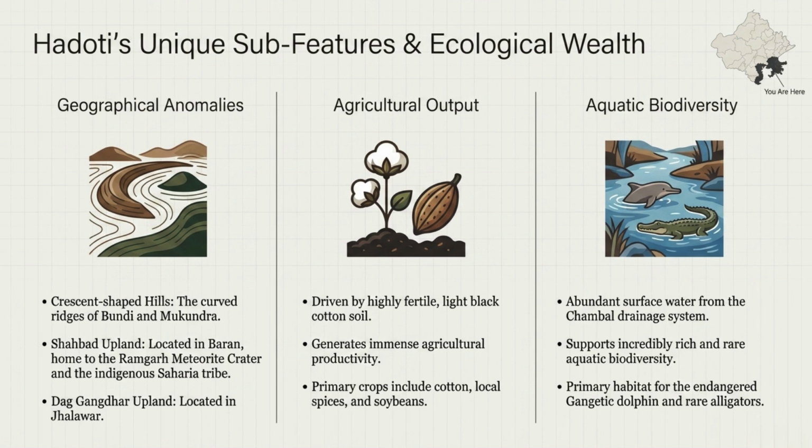Geographically, it boasts the striking crescent-shaped hills of Bundi and Mukundra, alongside the Shahbad upland in Baran, which is home to the spectacular Ramgarh meteorite crater and the indigenous Saharia tribe.